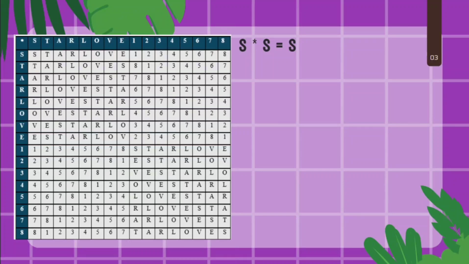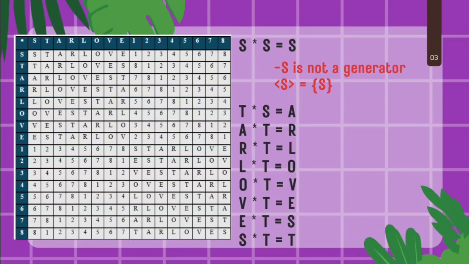So S star S is equal to S. It did not generate all the elements that we have in the table. Therefore, we can say that S is not a generator, and the element generated by S is S only, or our identity element.